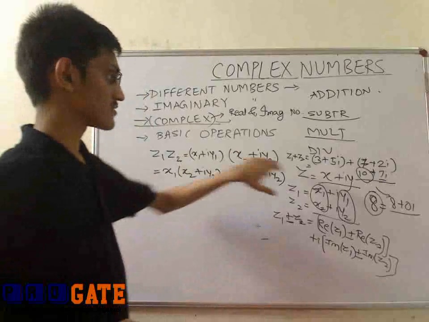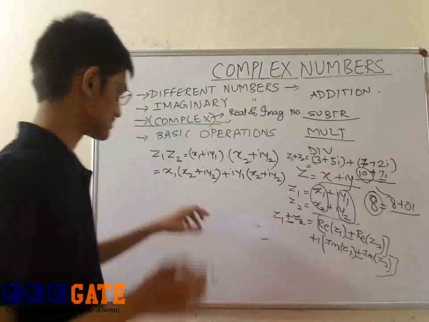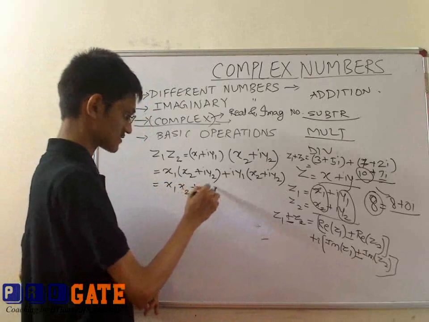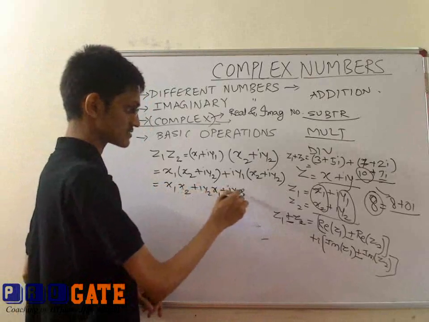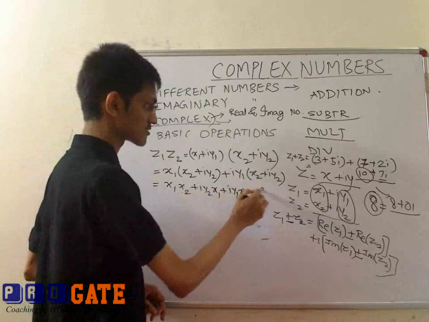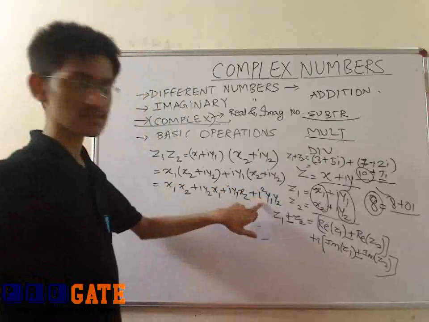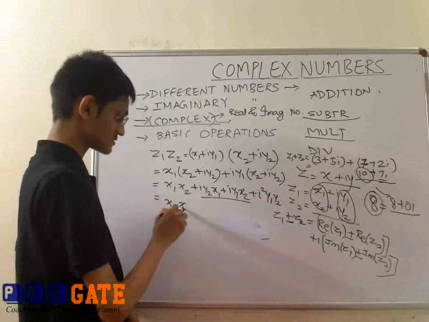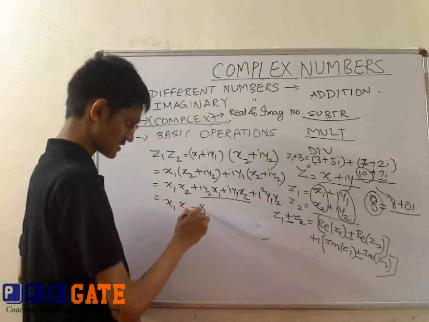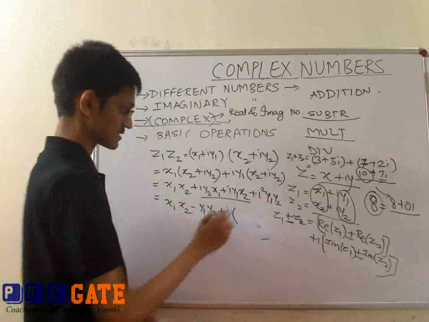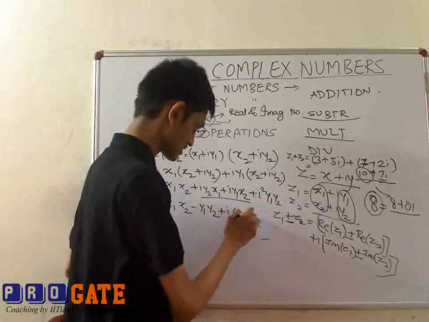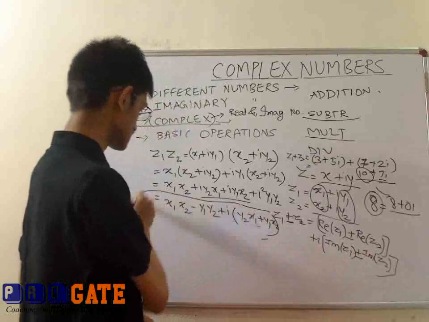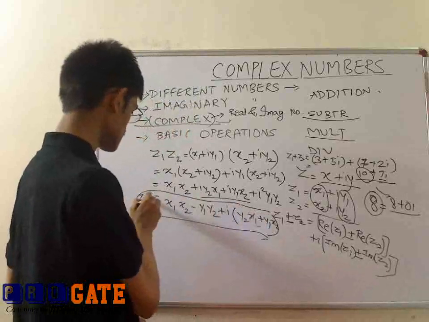So in a similar way to how we perform multiplication with the real numbers, you get x1 x2 plus i y2 x1 plus i y1 x2 plus i square y1 y2. Now you know i square is nothing but minus 1. When you club these terms together, you get x1 x2 minus y1 y2 plus, and taking i common, you get y2 x1 plus y1 x2. So this gives you z1 into z2.